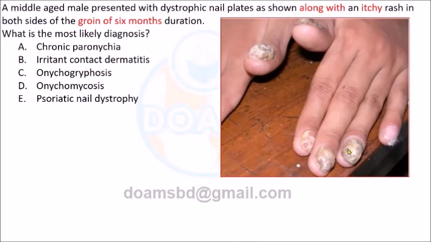The patient has this nail problem along with an itchy rash in the groin for 6 months. So the patient has additional features of the same disease. Now it is a question of whether this is psoriatic nail disease or onychomycosis. Why is this onychomycosis? Itchy lesions, doctor. Itchy. In the groin. Psoriasis happens mainly on the extensor surface. Understand?